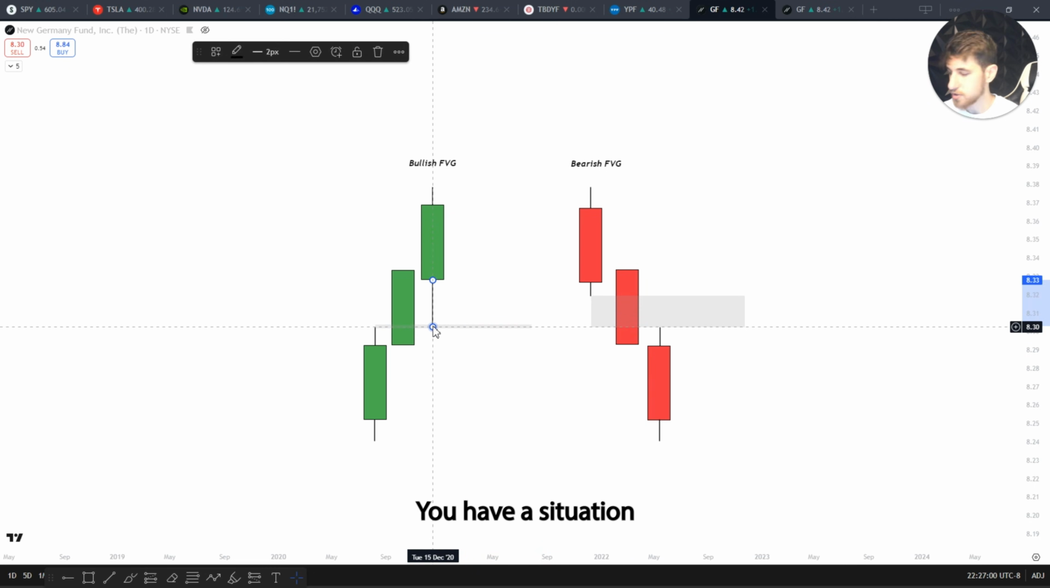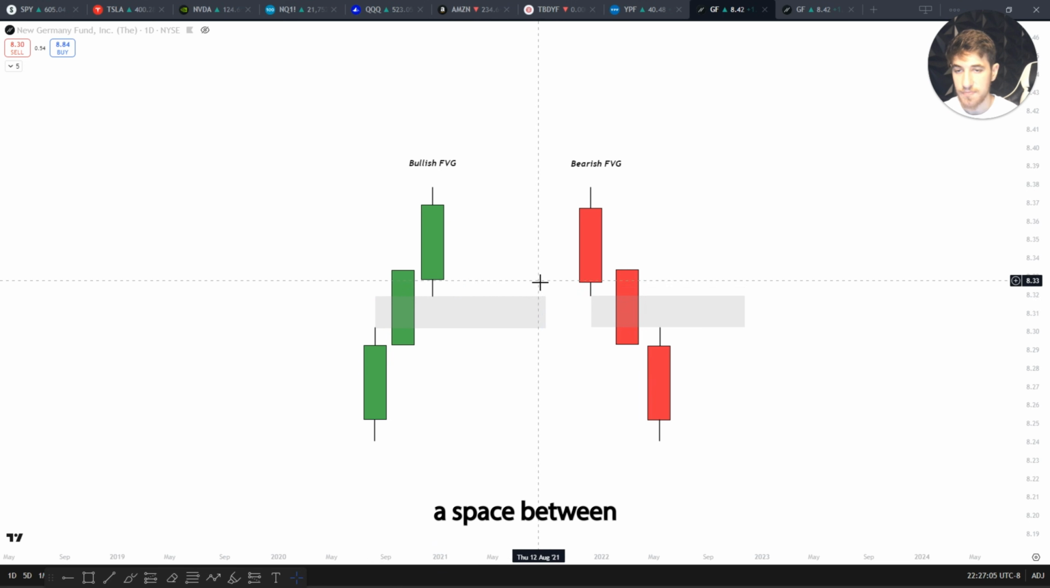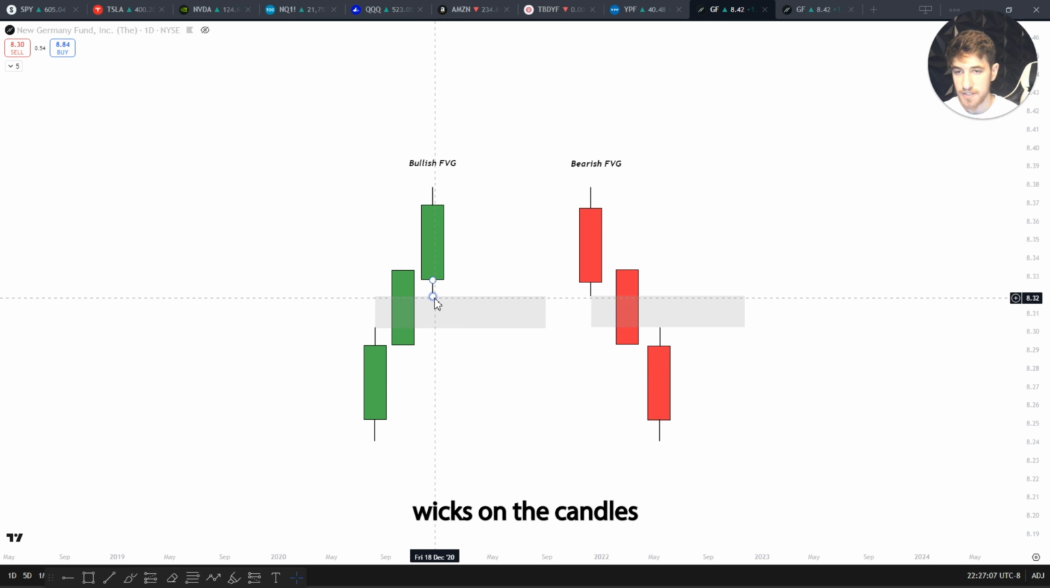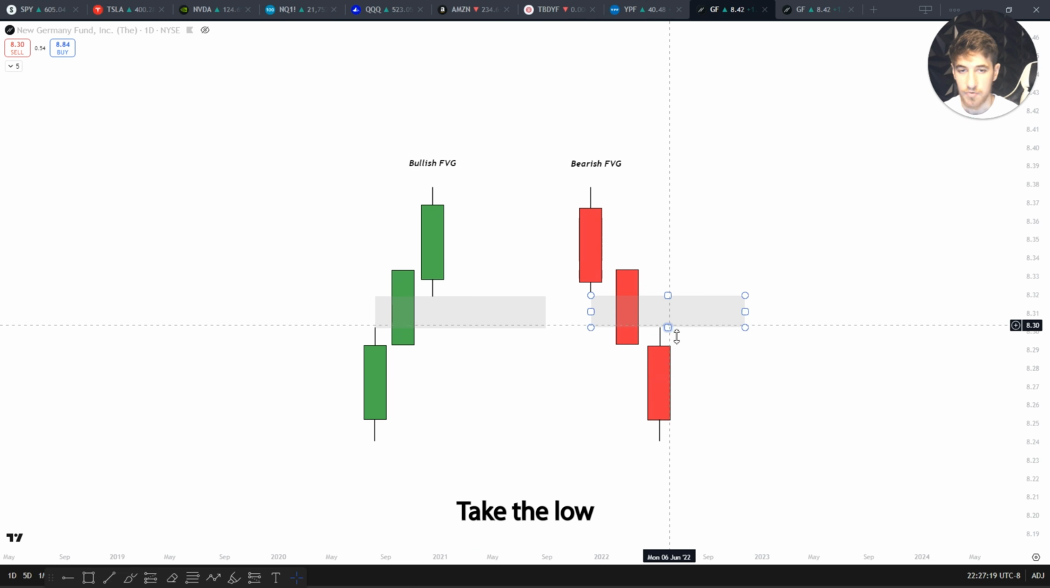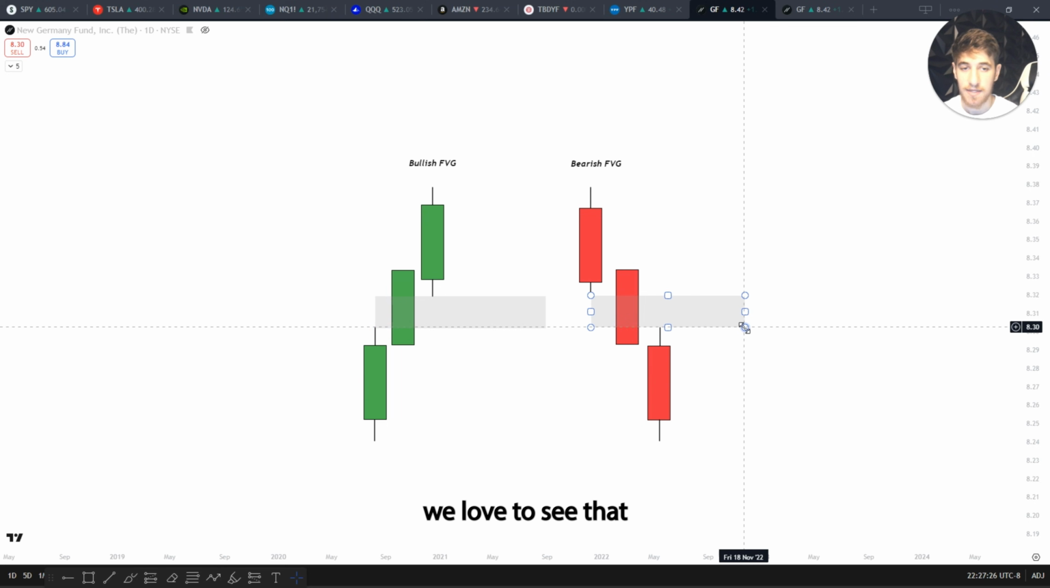All right. But when you have a situation that looks like this, okay, you can take the high and the low, and there's a space between these 2 wicks on the candles. That is absolutely perfect for a fair value gap. That is exactly what we need to see. On the opposite end, same thing. First and last candle, take the low and the high, connect those 2. If there is a space between them, that is a perfect fair value gap. We'll love to see that, and that's where we look for our entries on this model.